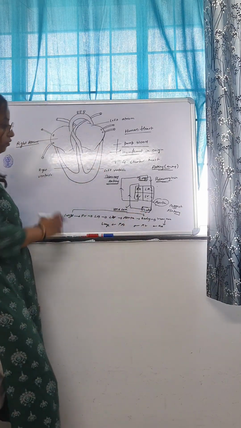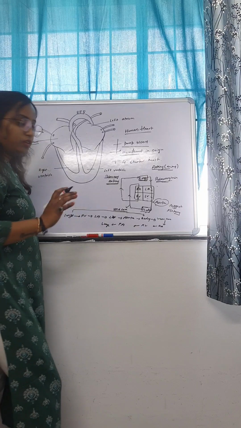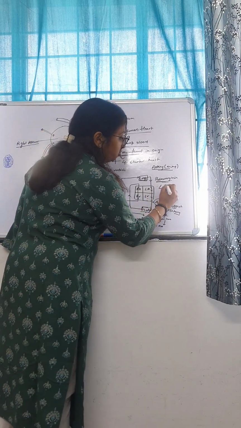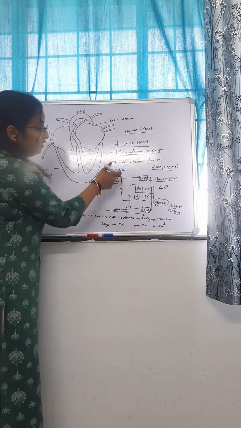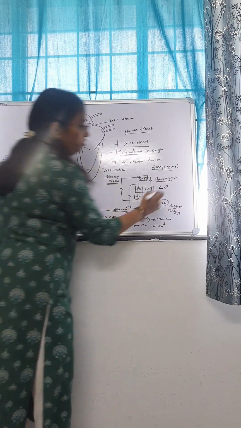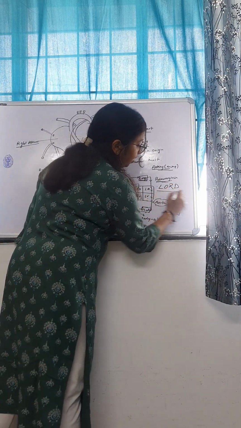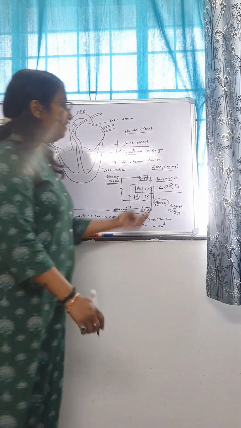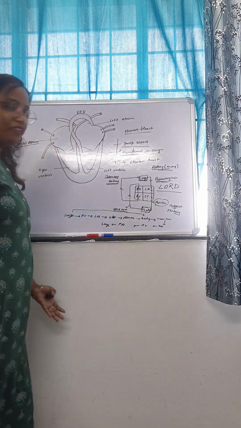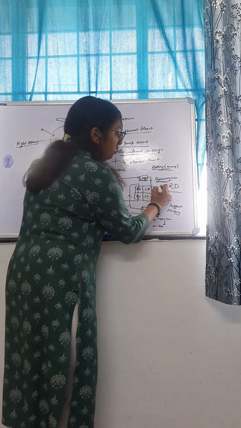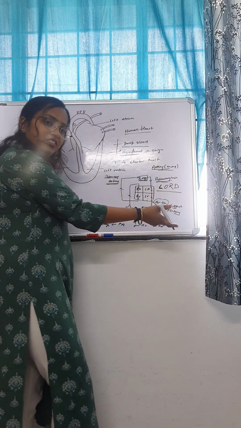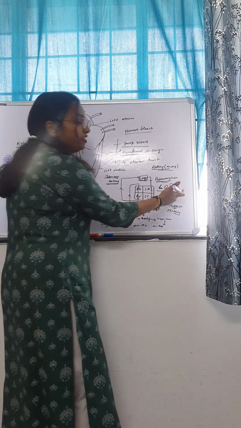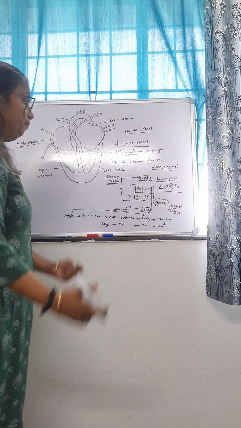This means from the lungs to the body there is oxygenated blood. Left side, oxygenated blood. Right side, as you can see, there is deoxygenated blood. What does it mean? Left side always carries oxygenated blood, and right side always carries deoxygenated blood.